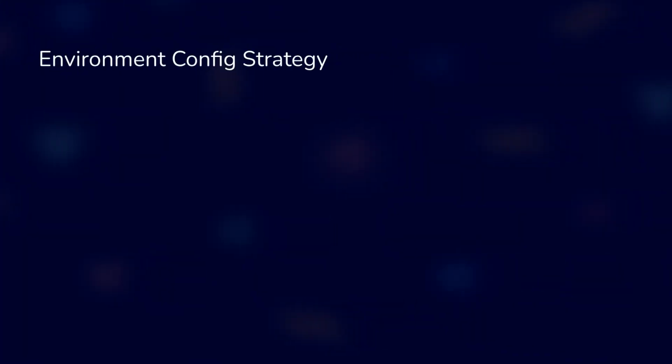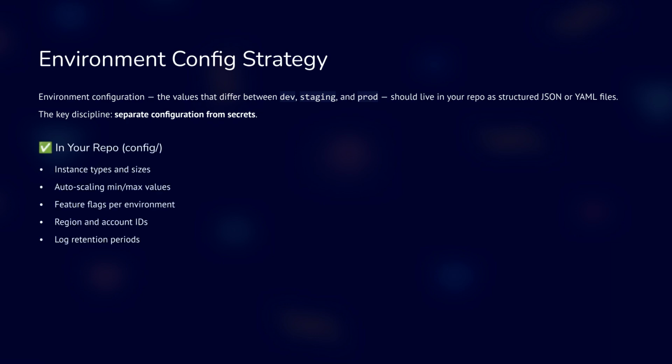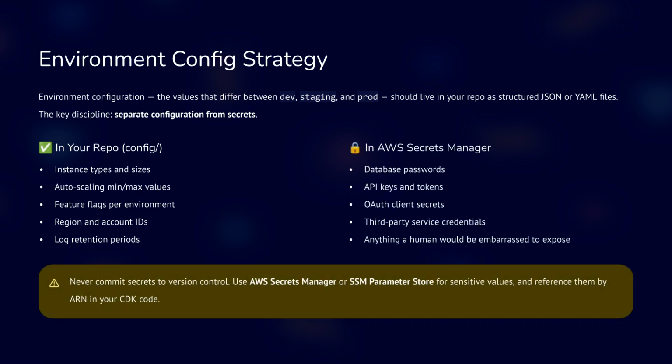Environment configuration values should live in your repo, but separating configuration from secrets is key. Configuration like instance types and feature flags goes in the config/ directory. Secrets like database passwords and API keys must be stored in AWS Secrets Manager or SSM Parameter Store and referenced by ARN in your CDK code. Never commit secrets to version control.